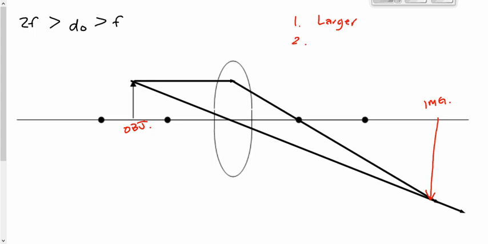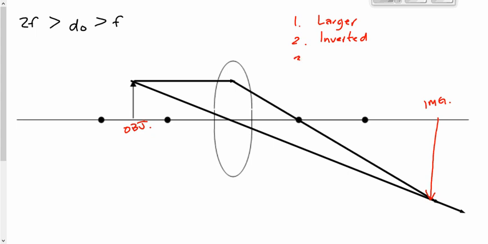Is the image, the red image that I have drawn here, is it right side up or upside down? If the lines intersect below the principal axis, it's going to be upside down every time. We're going to call that inverted. But again, if this is a quiz or a test and you say it's upside down or use some other term that describes the same thing, that's fine. As long as you know what it is, it doesn't matter what you call it.